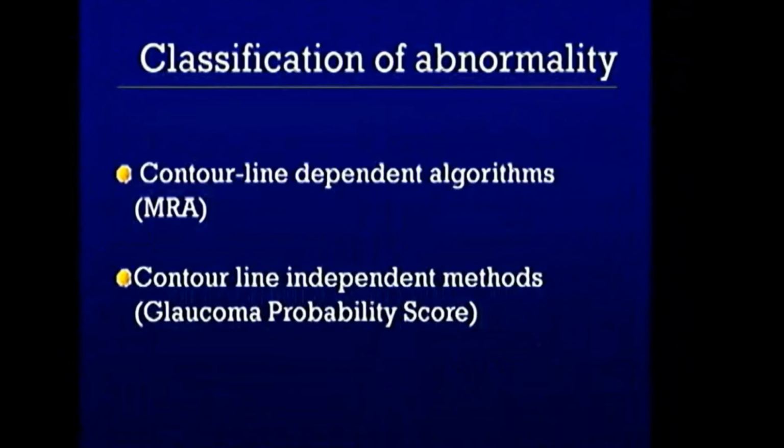So how does the HRT decide whether something is normal or not, whether a disc is normal or not? There are two main methods, broadly speaking. The first method is contour line dependent algorithms. When you draw a contour line, it will measure the rim area in 6 sectors and tell you how that rim area compares to your normal database. The second method are contour line independent methods, and this is something called a glaucoma probability score. Rather than looking at rim area, it analyzes the shape of the cup and says, well, how likely is this shape to be normal or not?